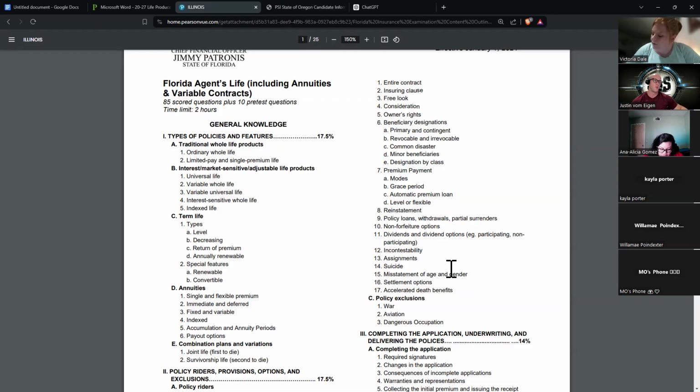Policy exclusion. So war. A lot of policies will say if you die in an act of war, they're not going to pay it.